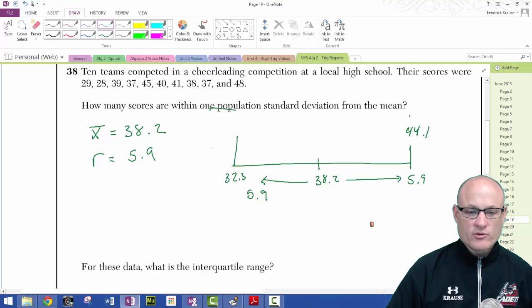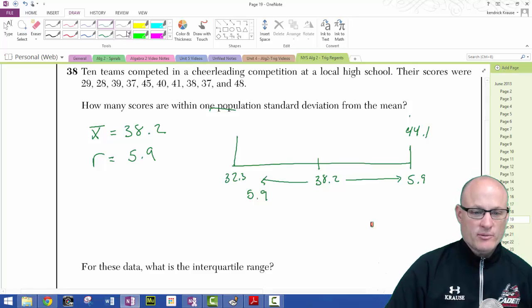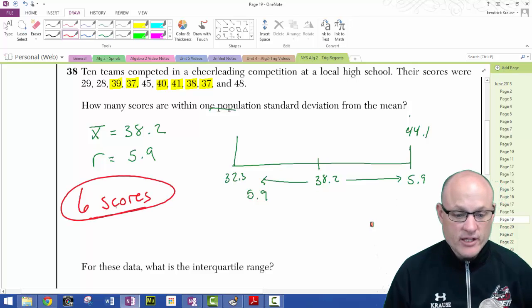So how many scores are within one population standard deviation? What I'm going to do is highlight all the ones that are in between these two values. That's really from 33 to 44. So that looks to me like there are 6 scores that are within one standard deviation.